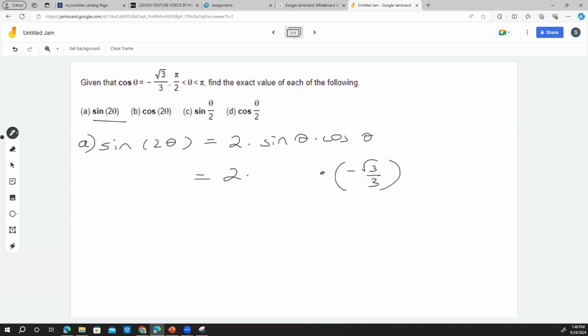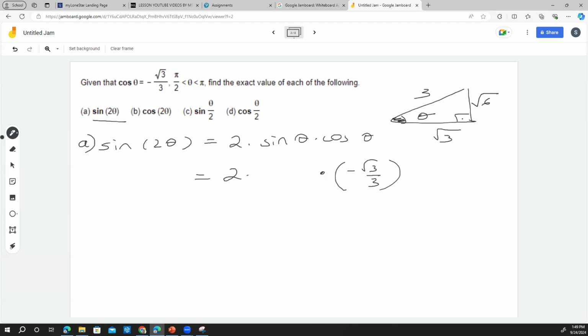Now, because the sine is missing, we will have to create a right triangle. And this is my theta value here. Its cosine is always adjacent side over hypotenuse. So we're going to apply the Pythagorean theorem. This is 3 squared, which is 9, and this number squared is just 3. 9 minus 3 is 6. So this must be a square root of 6.